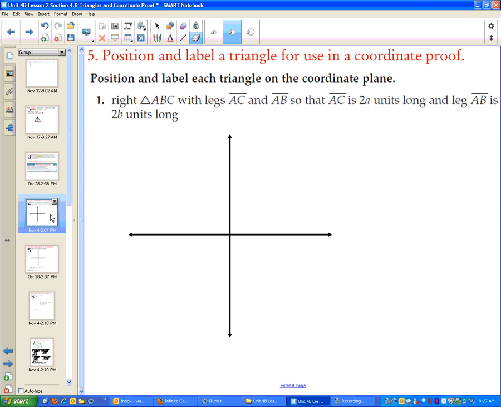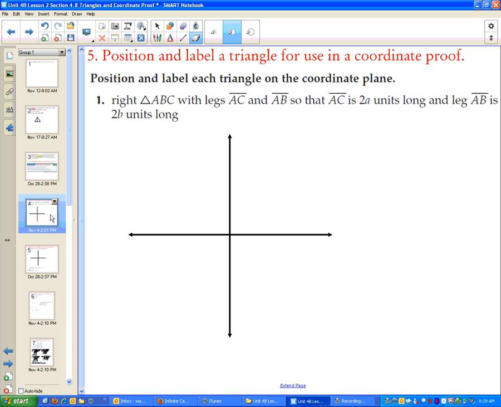It says to position and label each triangle on the coordinate plane, which sounds a whole lot like our learning target, doesn't it? So, they describe the triangle to us. We have a right triangle ABC with legs segment AC and segment AB. Now remember, the legs of a right triangle, those are the 2 sides that connect to form the right angle. They're the 2 sides that are perpendicular to each other. So that segment AC is 2A units long, and leg segment AB is 2B units long.